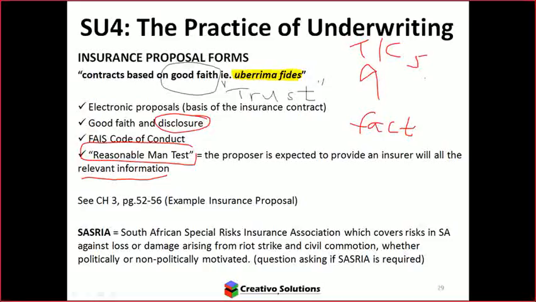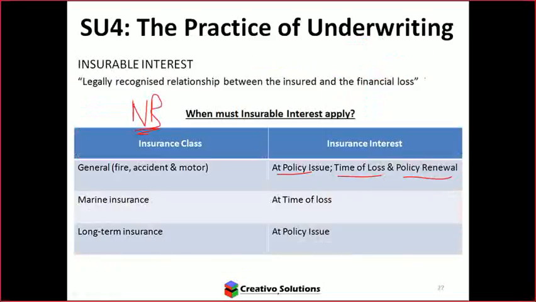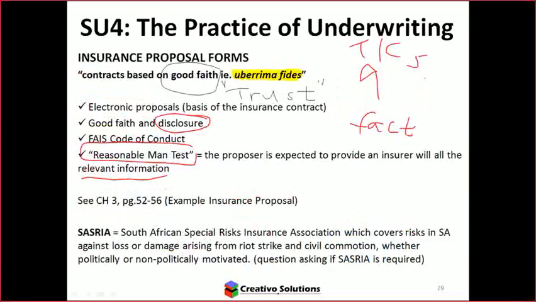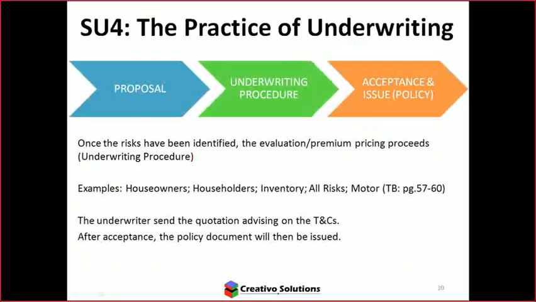Because remember, we saw riots and strikes earlier. What type of risk is that? Pure, speculative, fundamental, or what was the other one? Particular. Particular, pure, and fundamental. That was all of them. I think it will be fundamental. Fundamental, exactly, because a riot or strike will affect a large amount of people. Civil commotion. Okay, good.